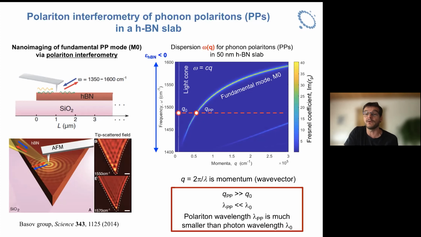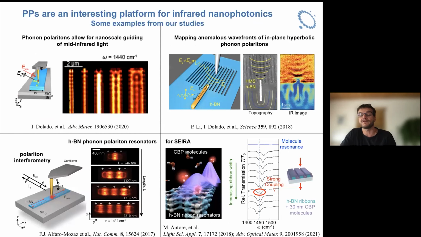So before I go on to the topic of strong coupling, I want to give you some examples of what one could potentially do with these waves without going into detail. I just want to give you a little bit of flavor of what is possible. These are all things that we did over the last years.